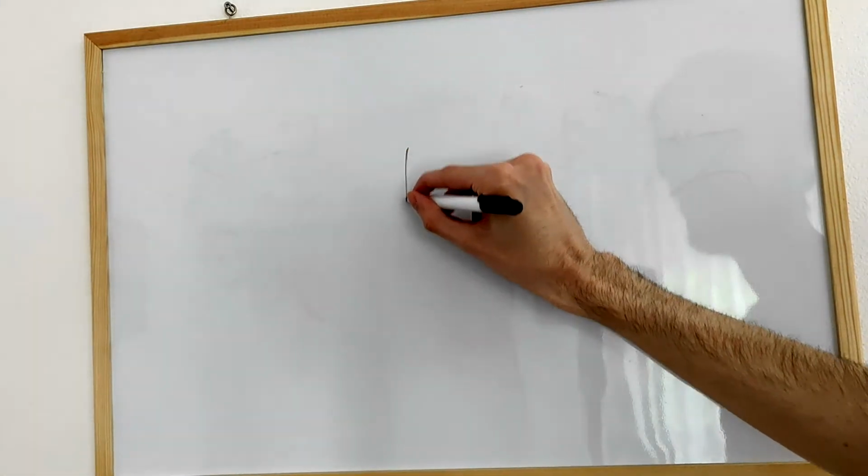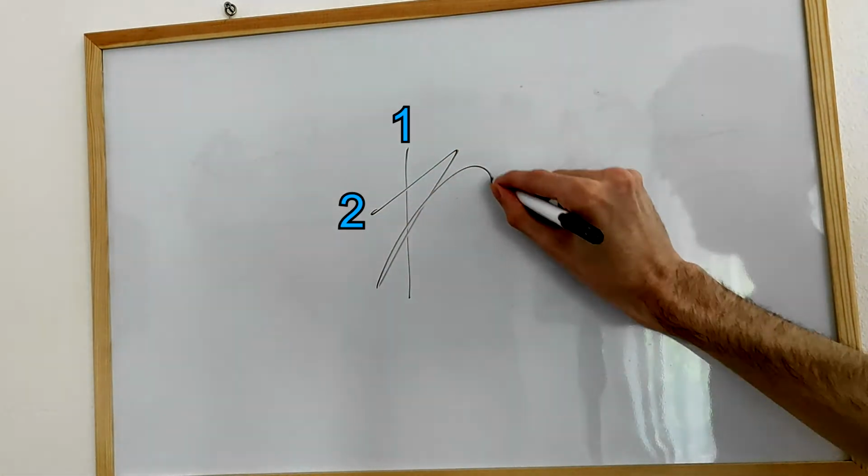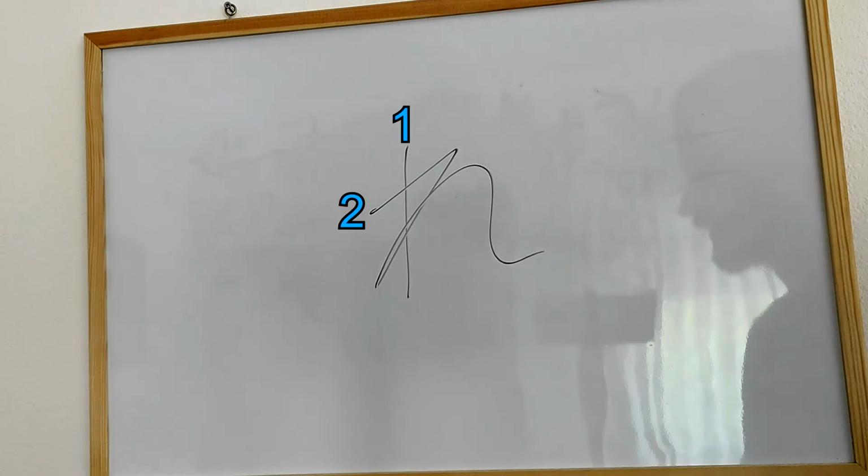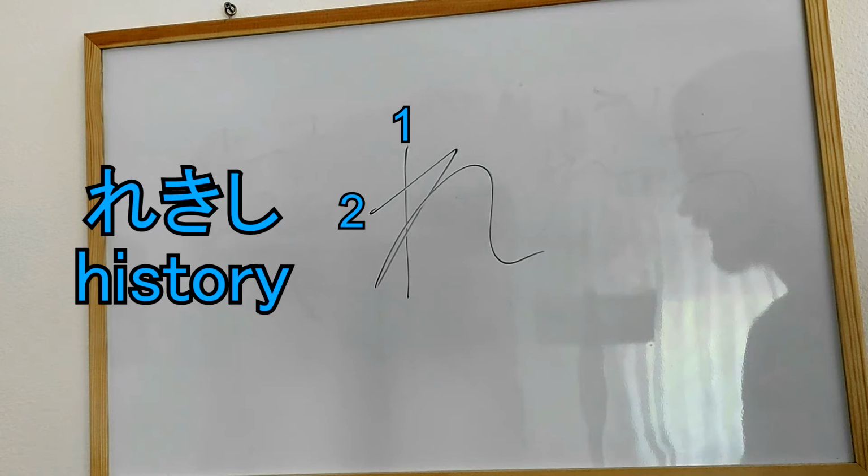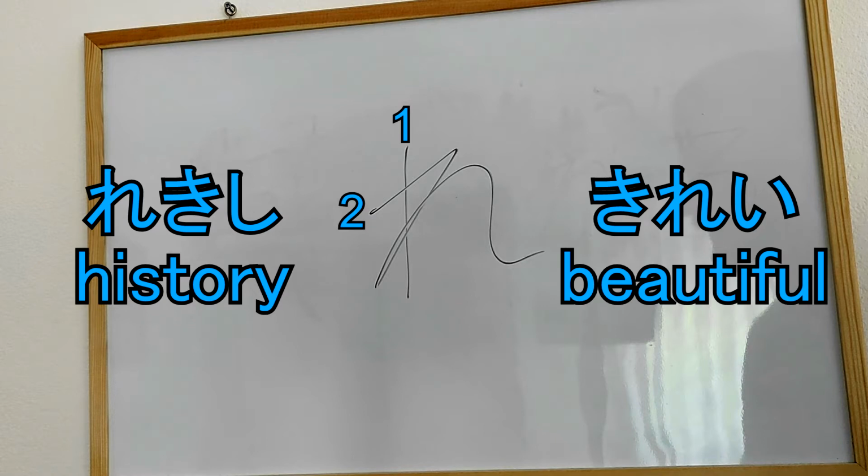Next character is re. This character is similar to ne, but the stroke does not go to the left, it goes the opposite way and looks different. Here are two more examples, rekishi, which means history, and kirei, which means beautiful.